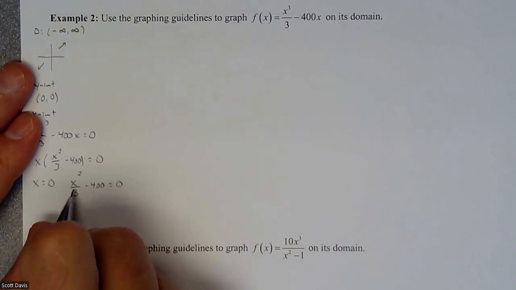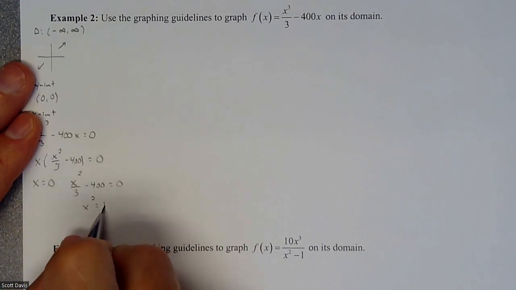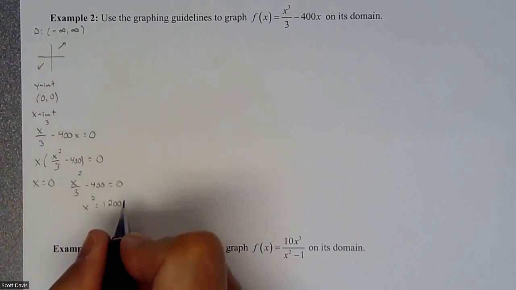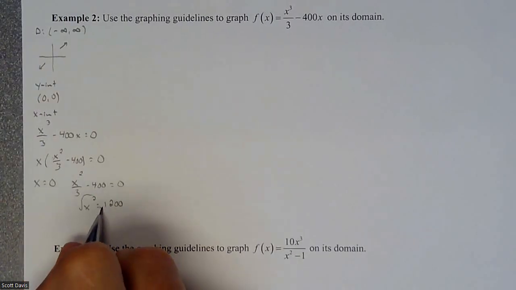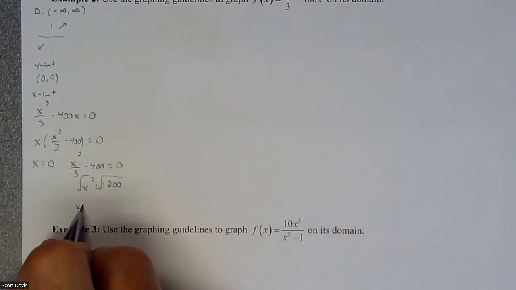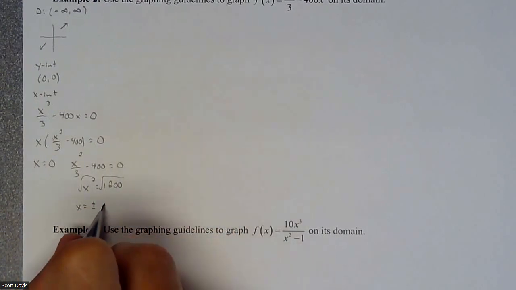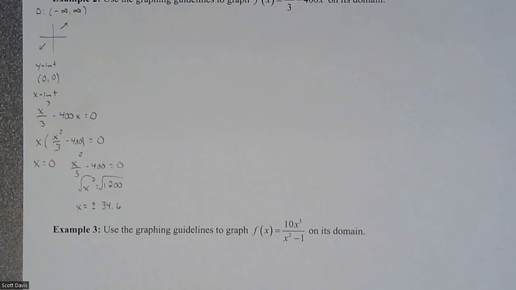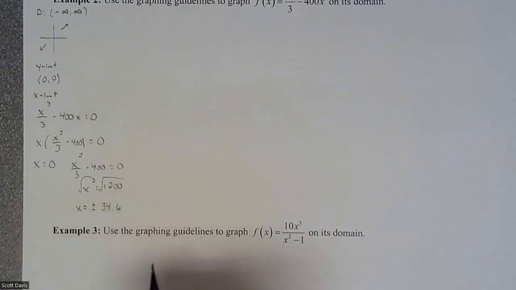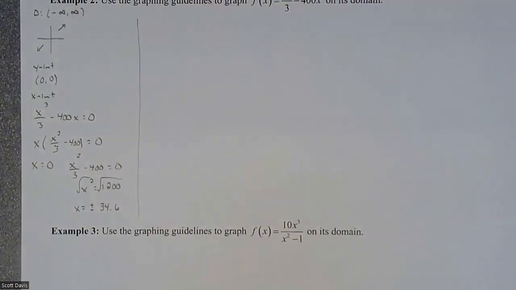And then if we add 400 and then multiply by 3, we're looking at x squared equaling 1200. And then we would square root both sides. And since I'm trying to graph it, I'm going to get the decimal version of this. So if I were to plug that into a calculator, I would get a plus and minus square root of 1200, which is about 34.6-ish, right? So those three are our x-intercepts right there.